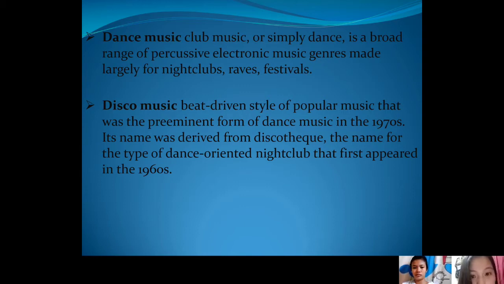Next is disco. Disco music is a beat-driven style of popular music that was the preeminent form of dance music in the 1970s. Its name was derived from discotheque, the name for the type of dance-oriented nightclub that first appeared in the 1960s. It's a genre of dance music and a subculture that emerged in the 1970s from the United States urban nightlife scene. Its sound is typified by four on the floor beats, syncopated bass lines, strings sections, horns, electric piano, synthesizers, and electric rhythm guitar.